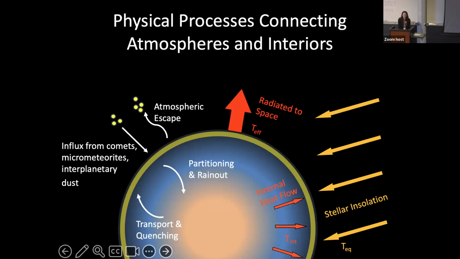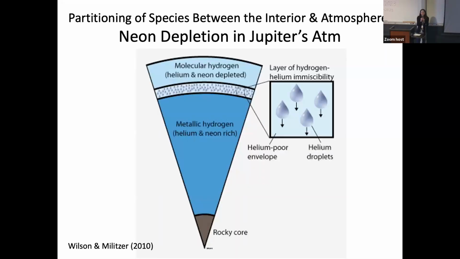Now let me briefly mention partitioning and rainout. So a familiar example of this from our solar system is helium rain in Jupiter and Saturn. And here's a schematic from a paper by Wilson and Militzer tied to Jupiter. And so within the interior of Jupiter, hydrogen and helium become immiscible, and helium is actually raining towards the center of the planet. And it turns out, based on the ab initio calculations performed by these authors, that neon prefers to partition into the higher density helium-rich condensates in the atmosphere. And so the neon rains along with the helium towards the center of the planet. And this can explain the 10 times decreased abundance relative to solar of neon that's been observed in Jupiter's atmosphere.